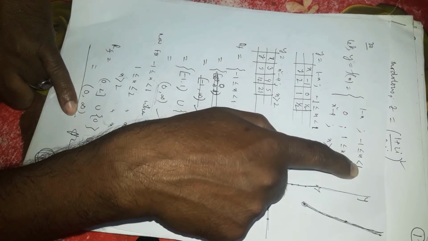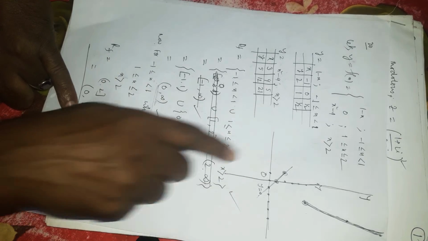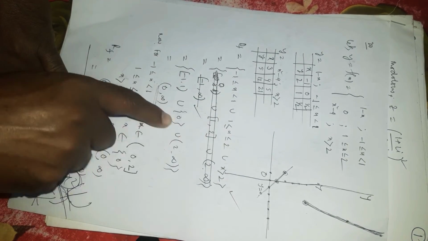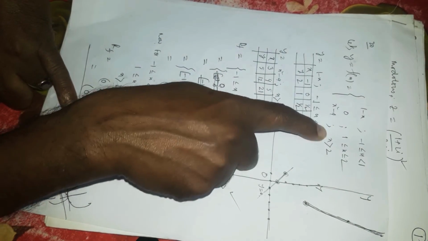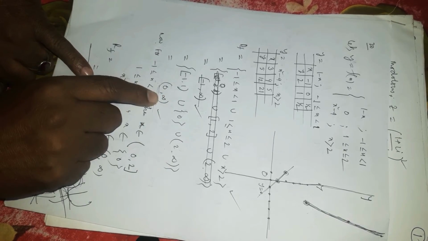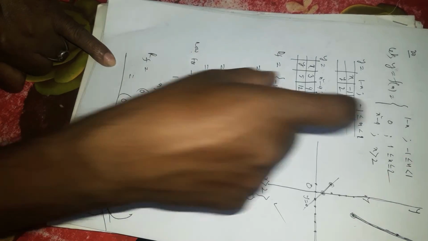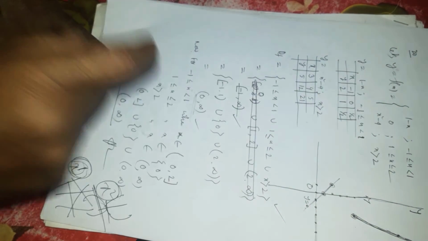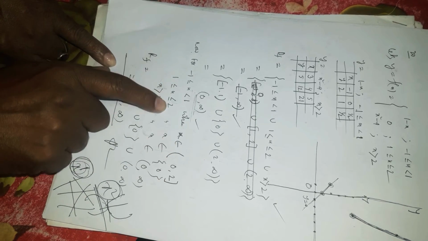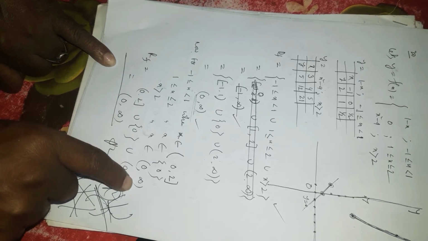For the domain, x is greater than 2, so from 2 to infinity. Well, it's so easy. Lastly, graph, domain and range. For the line, x belongs to 0 to 2, and for the curve, x is greater than 2, so x belongs to 0 to infinity.